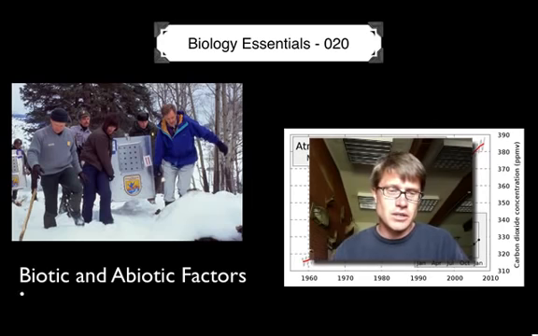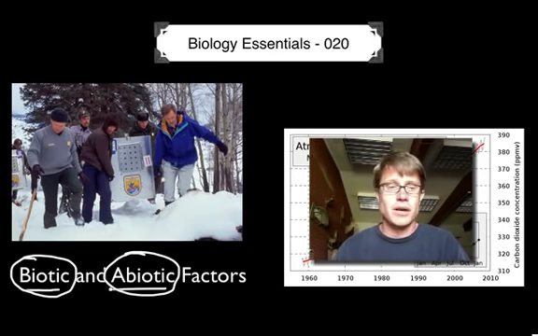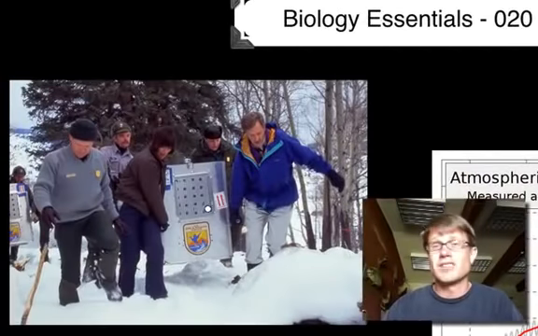First thing I should do is define the two. Biotic means living, so if we're looking at biotic factors, we're looking at all the living things that can affect populations or organisms. And abiotic factors are going to be non-living, or without life. Let me give you an example of each.